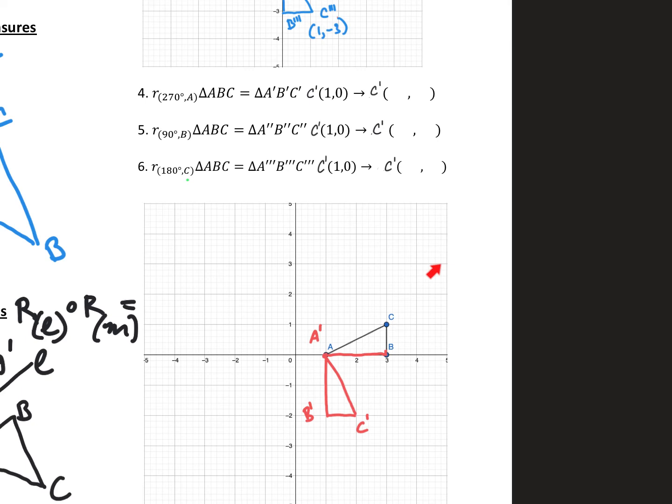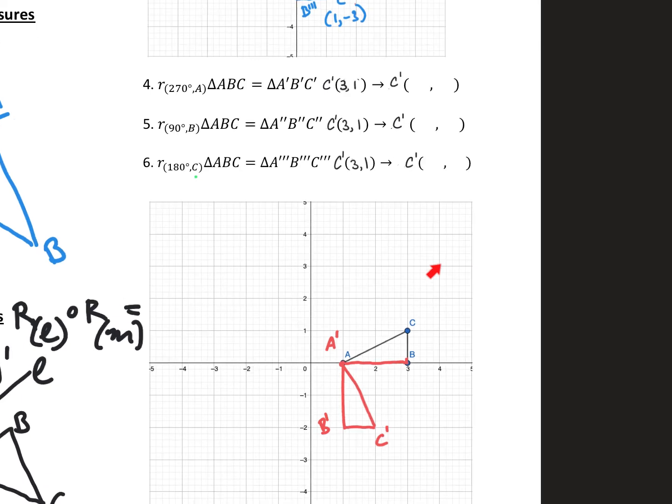All right, so what happened to C here? Let's see. It went from (3, 1) to (2, -2). Okay, so no apparent pattern here.